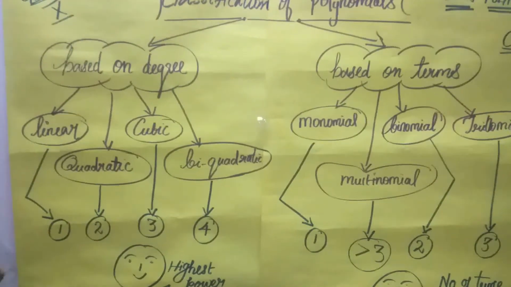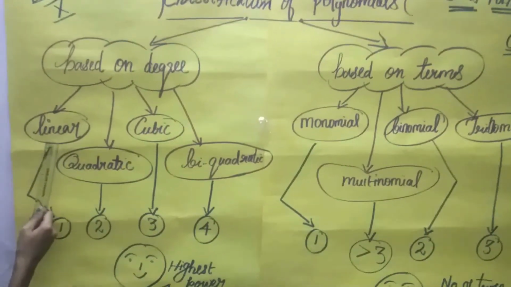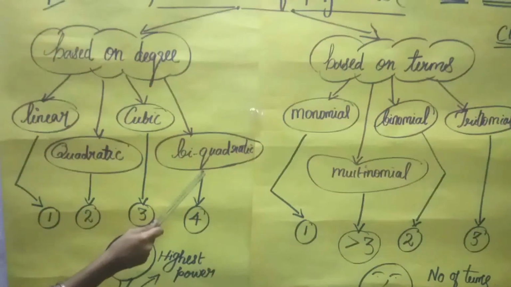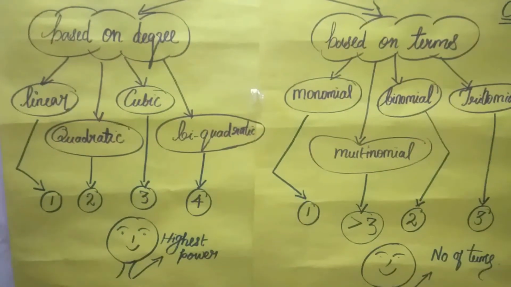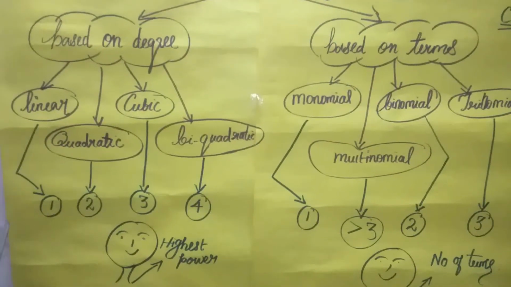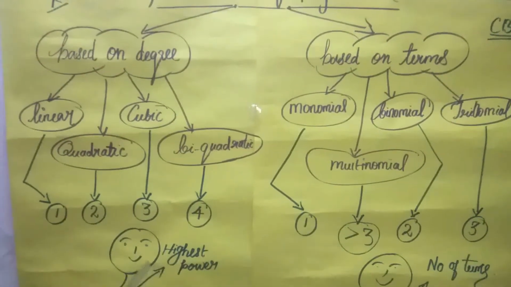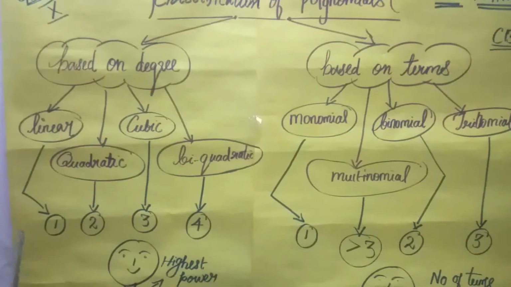Based on degree, there are four types I have given here: linear, quadratic, cubic and biquadratic. These are all the names. It is related to the highest power in the equation. Based on that relation only, we have given the names of the equations.